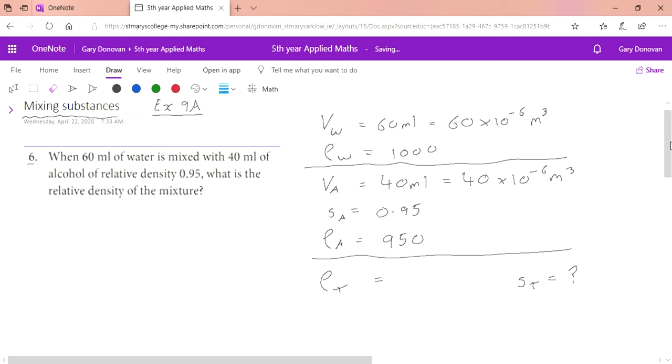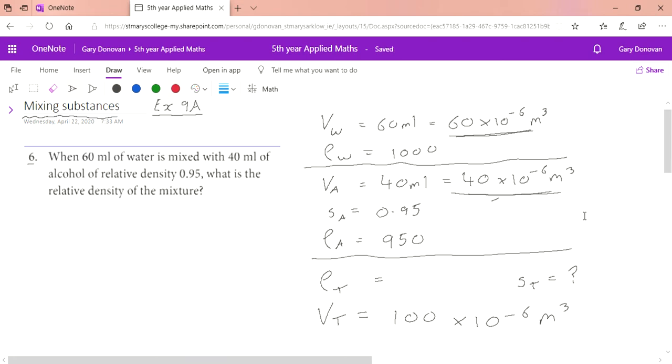Well, do we know anything else here about the mixture? Well, if we know the volume of the alcohol and the volume of the water, we can say what the total volume would be. It's the 60 times 10 to the minus 6 meters cubed plus 40 times 10 to the minus 6. So the total volume will be 100 times 10 to the minus 6 meters cubed. So that's all our information written down.